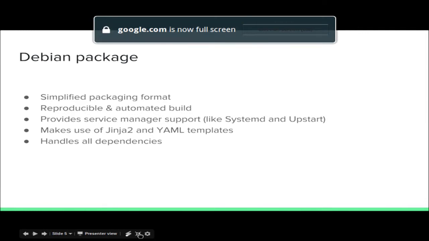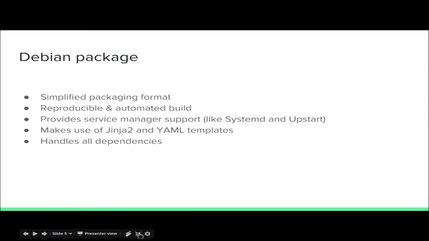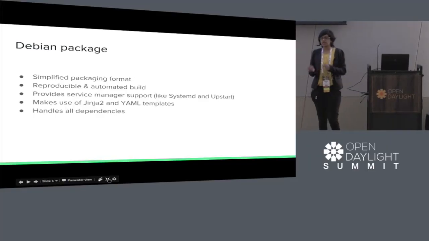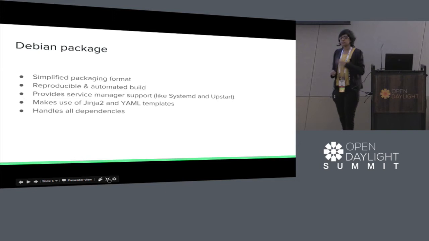And this .deb package handles all the dependencies. So say for Boron, the dependency is Java 8. It will be automatically included. For Beryllium it is Java 7, which will again be included. So we don't need to install Java 8 and Java 7 separately.